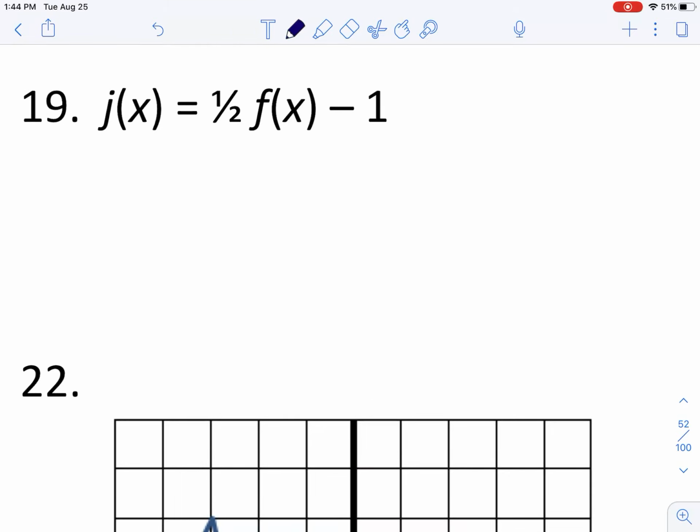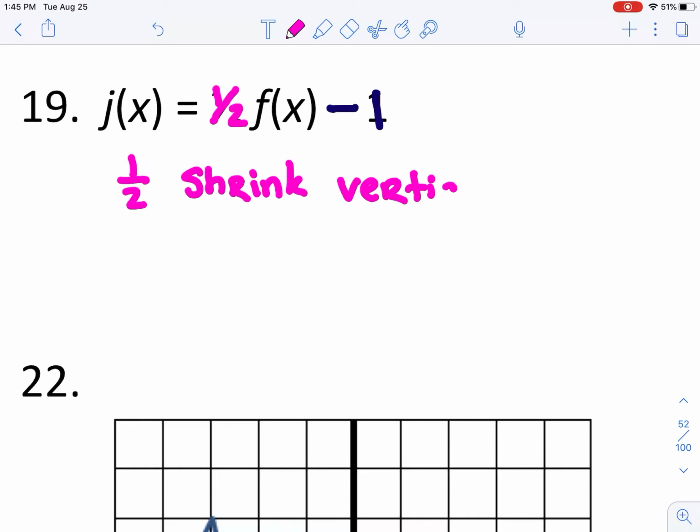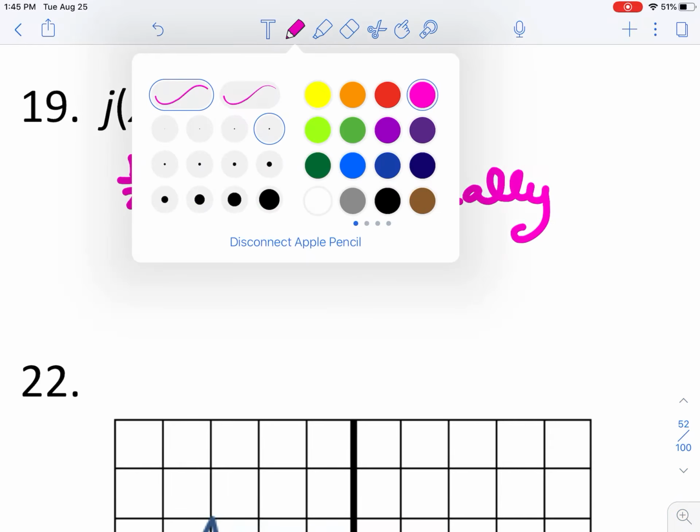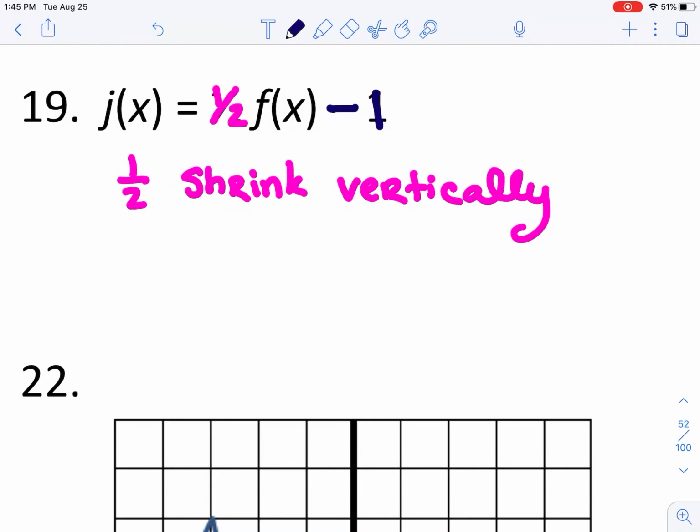So then when we look right here, we still have a -1 on the outside that causes a shift downwards. And this 1/2 is more important. It causes a shrink. Since it's on the outside, it's a shrink vertically. That -1 causes it to move down 1.